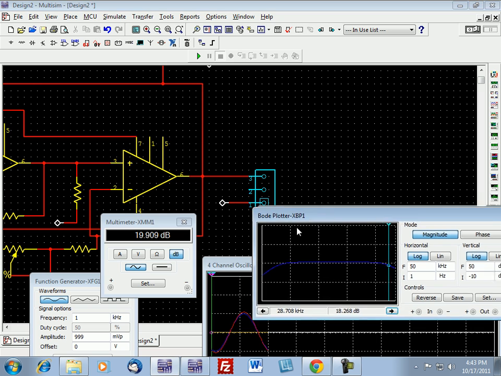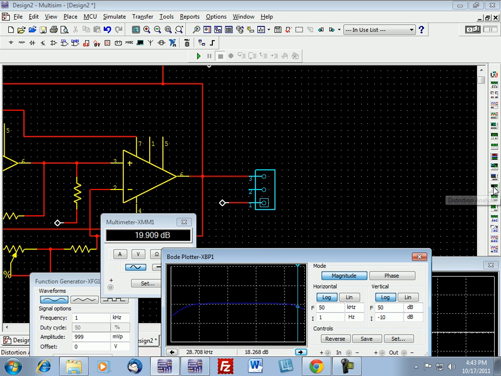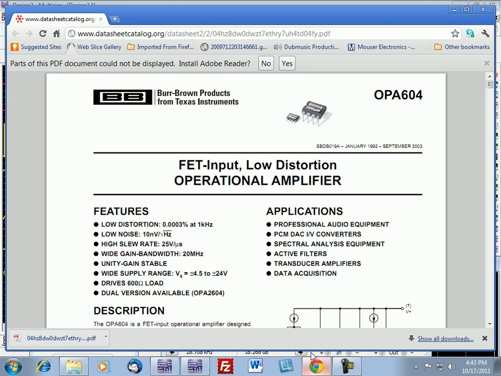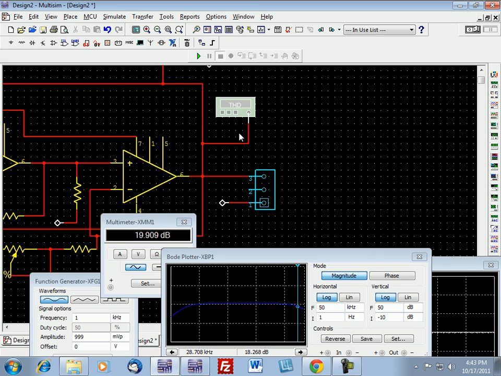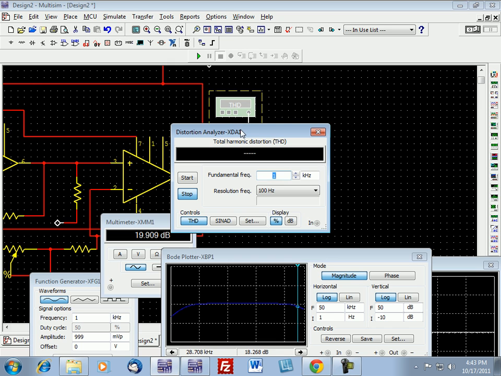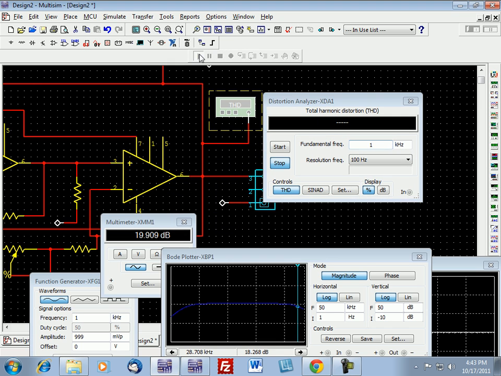One more test. Let's test the distortion rate. Distortion analyzer. Remember, the data said, what? It had a very low distortion rate. Let me go back and see. The data said 0.003 at 1K total harmonic distortion. So let's see when we fire up ours, what the distortion is going to come out at.